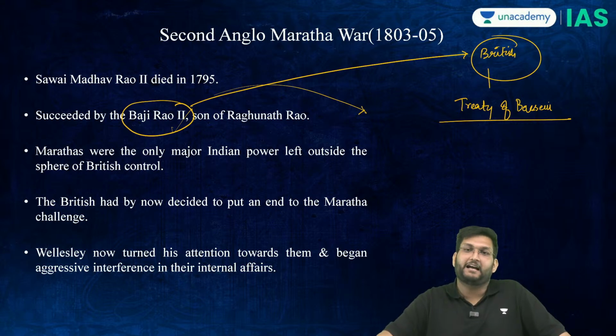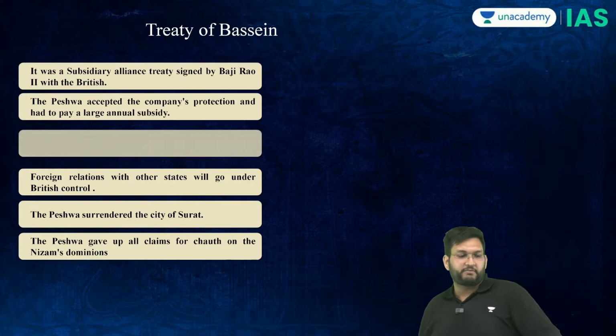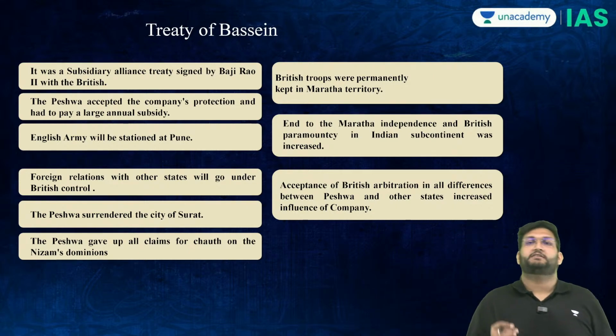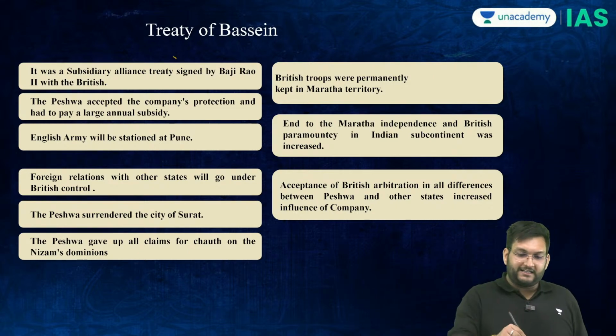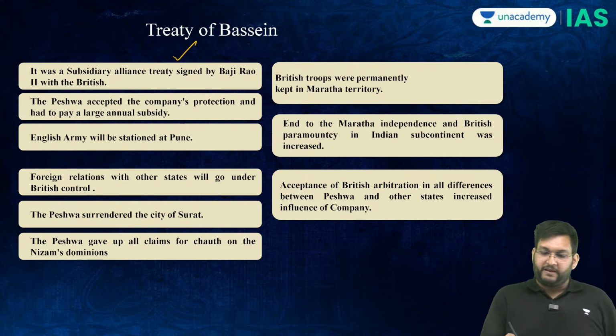If you know anything about the subsidiary alliance, you would know that as soon as you sign the subsidiary alliance, you are now giving your defense to the British. This will disgust all other families of the Maratha Confederacy, and this was totally uncalled for. If I show you the provisions of the Treaty of Basin, you will then realize how big a mistake Baji Rao II had done.